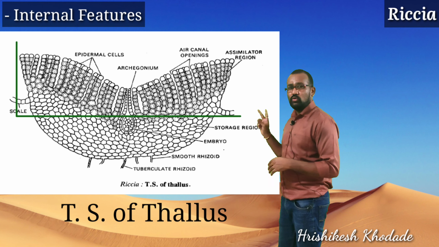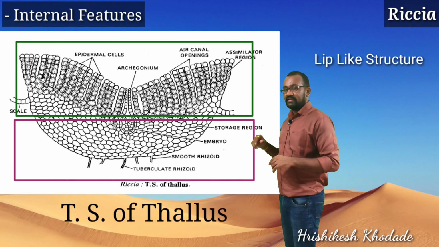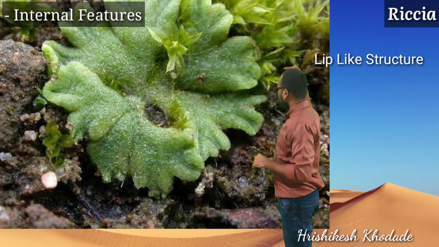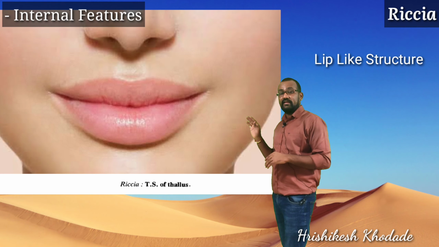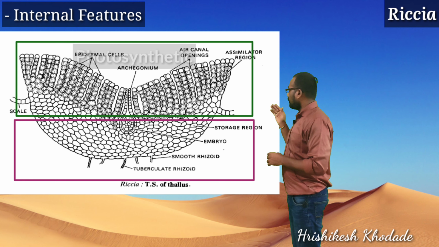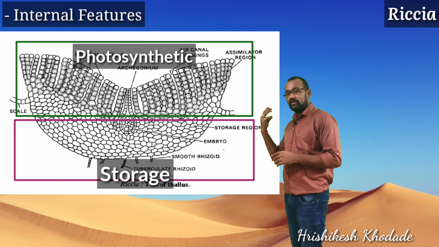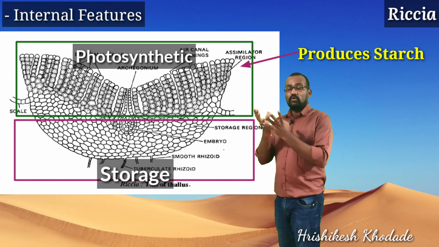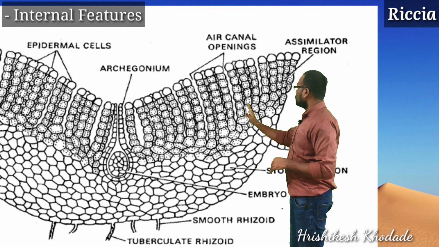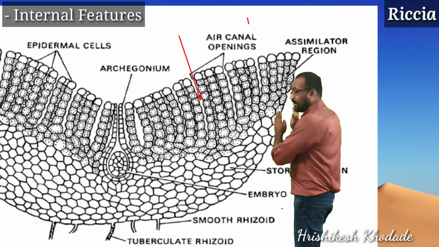Here you can find two regions are present, the upper region and lower region. Why is there a lip-like structure? Already we have discussed that from the upper side there is a mid groove, that's why the portion looks like a lip of a human being. So the upper zone and lower zone are the two zones present in Riccia. The upper zone is photosynthetic and the lower zone is the storage zone. Whatever photosynthetic activity is going on, the starch produced is stored in the lower zone, which is the storage zone. The upper zone shows some peculiar characteristics: columns of cells showing gaps between them.